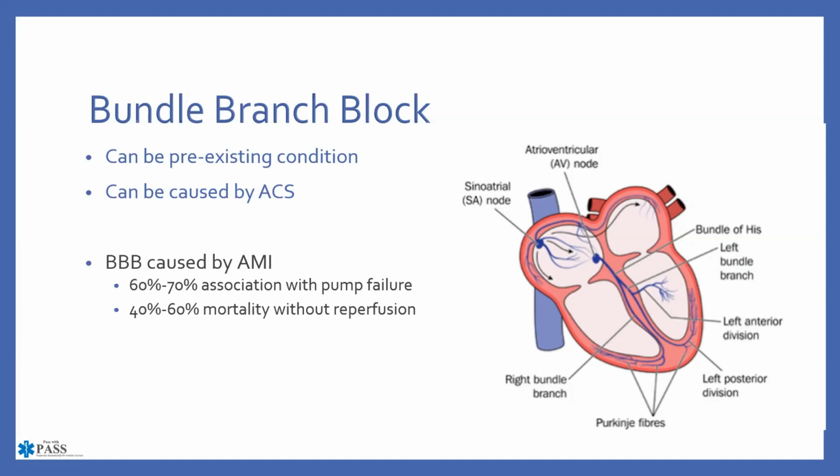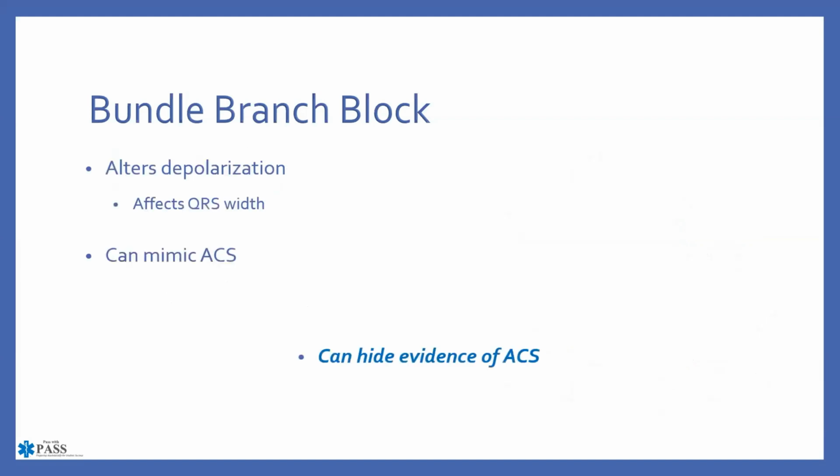So for bundle branch block caused by an acute myocardial infarction, about 60 to 70% are associated with pump failure. So that left ventricle is not going to be able to pump out correctly. And about 40 to 60% have mortality without any type of reperfusion. So bundle branch blocks are not something to just blow off. If you have a patient that has a new onset bundle branch block, they need to be evaluated.